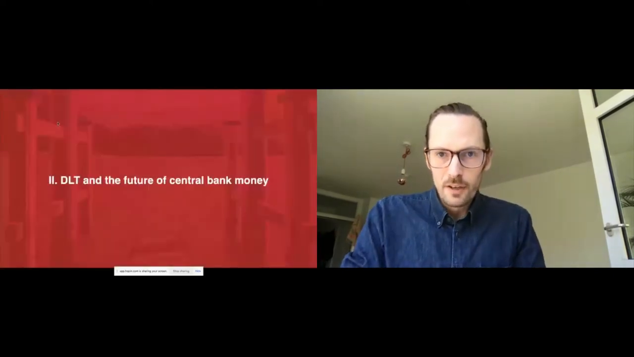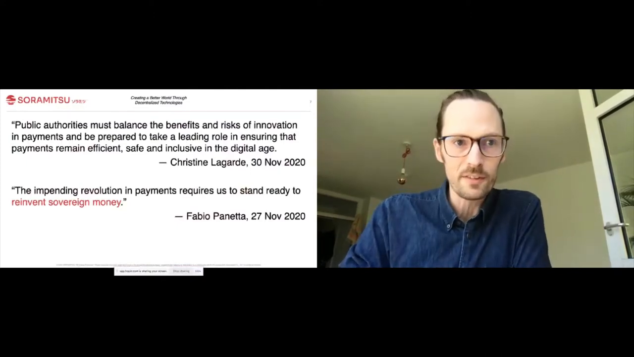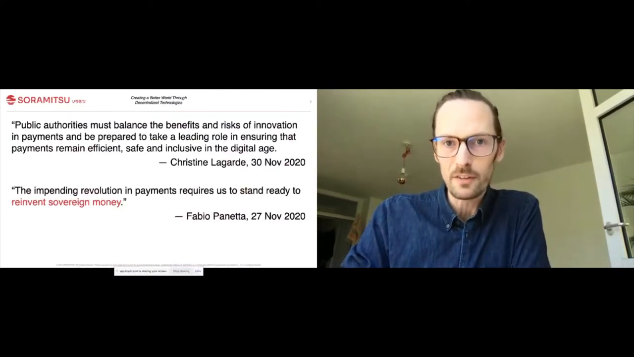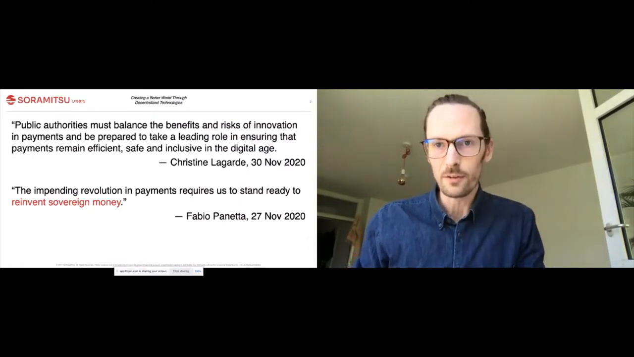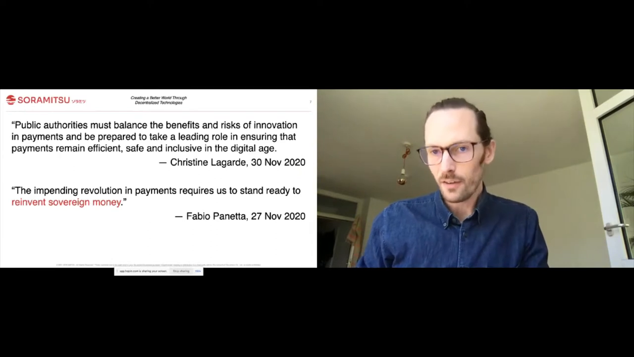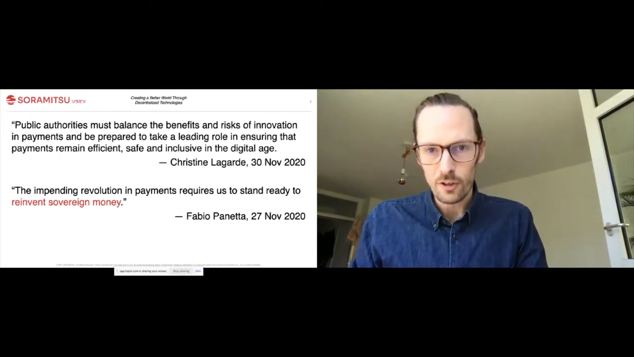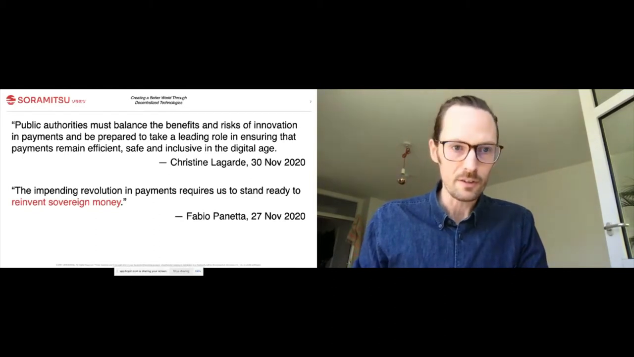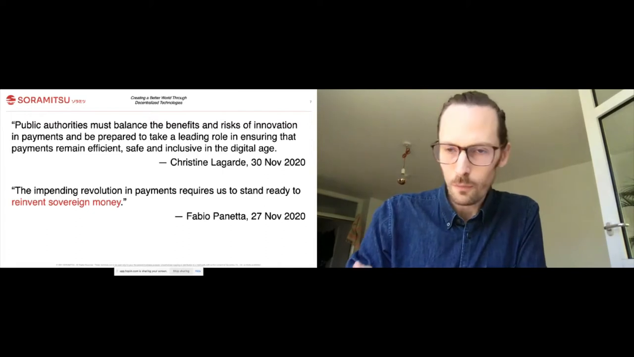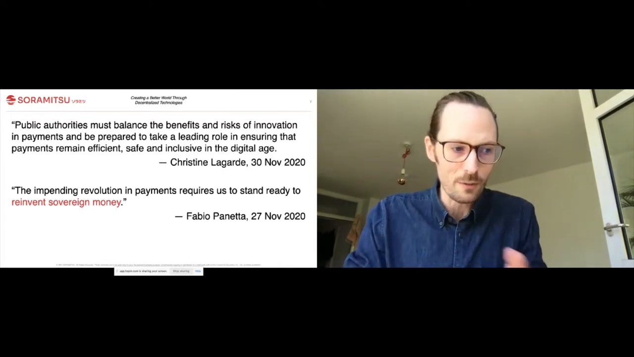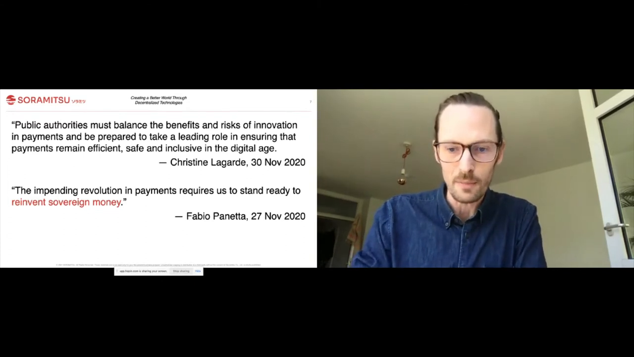So, Christine Lagarde says that public authorities must balance the benefits and risks of innovation in payments and be prepared to take a leading role in ensuring that payments remain efficient, safe, and inclusive in the digital age. And Fabio Panetta puts it a little more dramatically, saying that the impending revolution in payments requires us to stand ready to reinvent sovereign money. What would drive these normally quite reserved and prudent central bankers to make such dramatic statements?